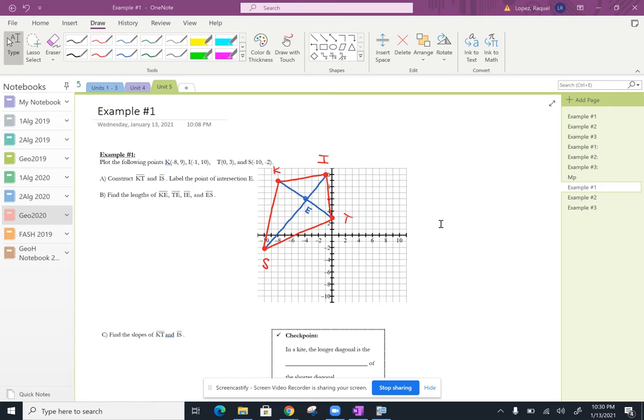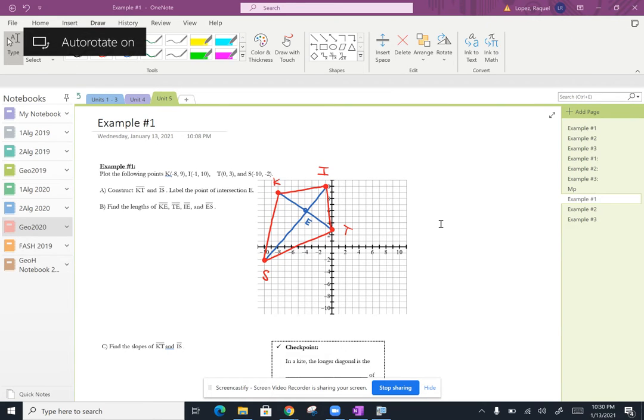So we're going to go ahead and do example 1. It says plot the following points, and then they give us the points K, I, T, S. I've already gone ahead and plotted them. Part A tells us to construct KT and IS, which are the diagonals of the kite. I've done that in blue here, and to label the point of intersection E, and I've gone ahead and done that as well. So let's go ahead and just jump into part B.